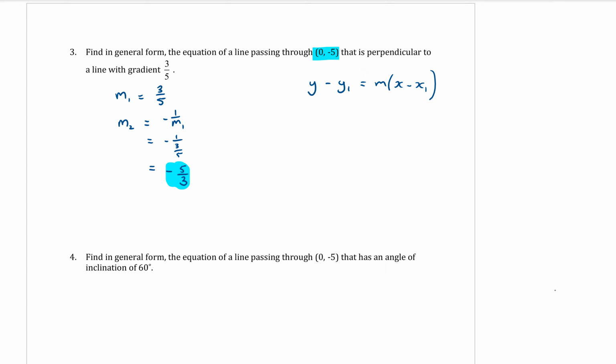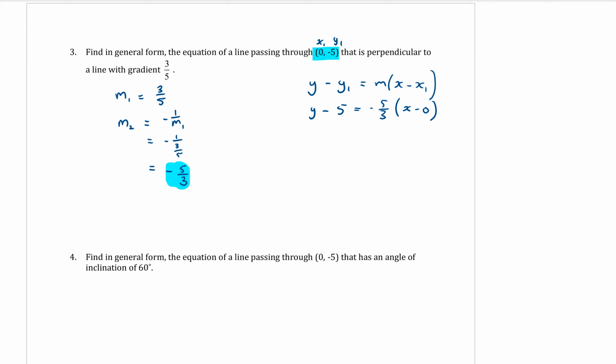So that will be x1 for the 0, y1 for the minus 5. Subbing that in, we get y minus minus 5, so that becomes a plus 5. And that equals m, which is minus 5 over 3, times x take away 0. x take away 0 is just x. So we're going to have y plus 5 equals minus 5 over 3 x.